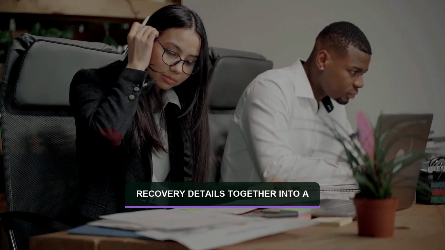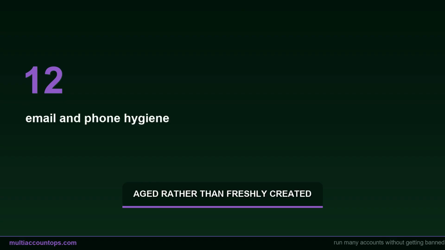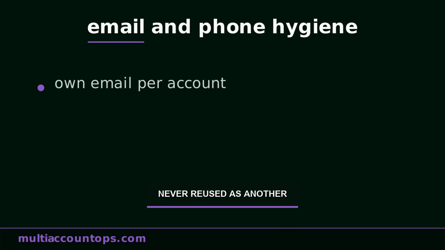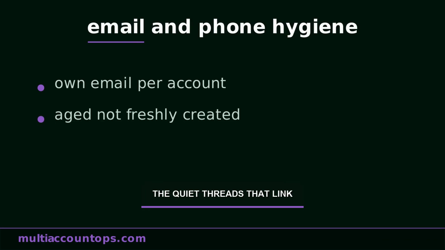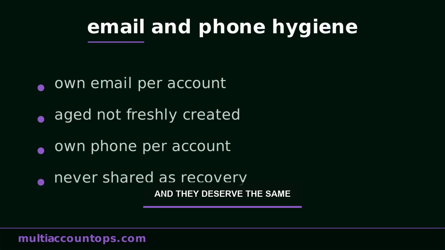Pulling the recovery details together into a routine. Each account gets its own email, ideally aged rather than freshly created in the same batch as the account, and not all funneling transparently into one hub. Each account that needs a number gets its own real one where it counts, never reused as another account's recovery contact. These two details, email and phone, are the quiet threads that link more fleets than any flashy technical mistake, precisely because they feel too small to matter. They are not small. They are hard identifiers in the platform's records, and they deserve the same separation discipline as the device and the proxy.